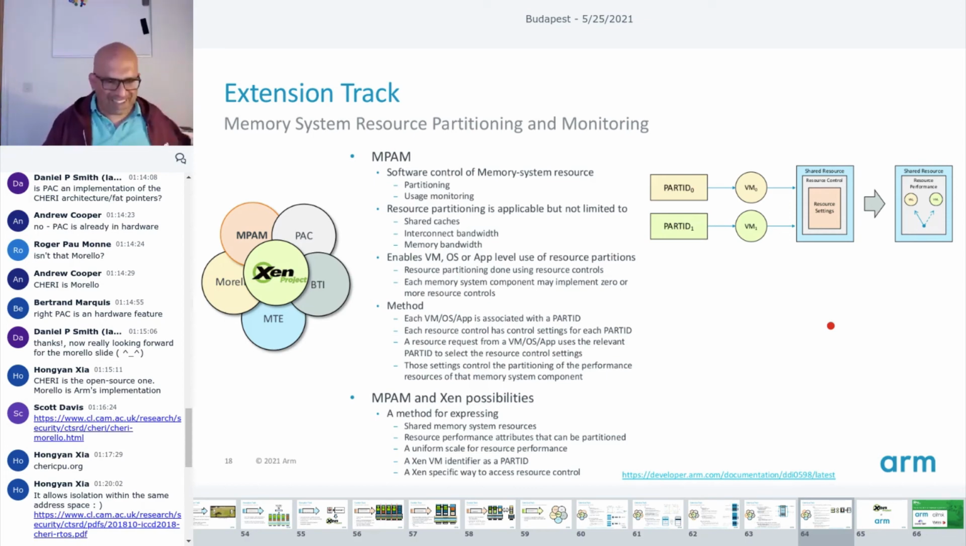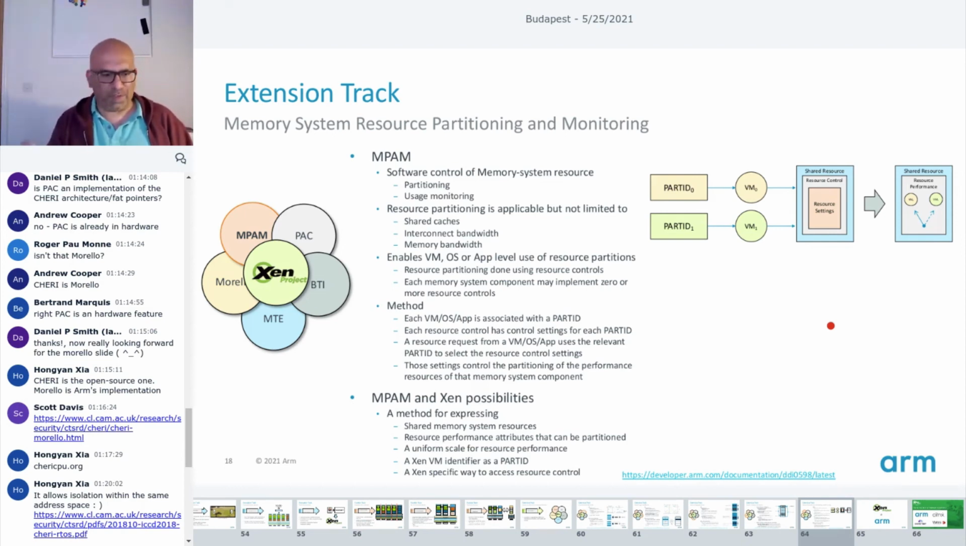I don't mean shareability and cacheability from our architecture standpoint, for those of you who know this, but generally there's a memory system resource that's shareable. How do I express it and tell Zen about it? How do I express performance attributes that can be the basis of partitioning? Would it make sense to have a uniform scale for resource performance partitioning? Could that uniform scale be used for dividing up those partitions among different virtual machines?